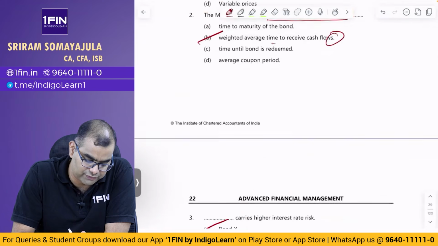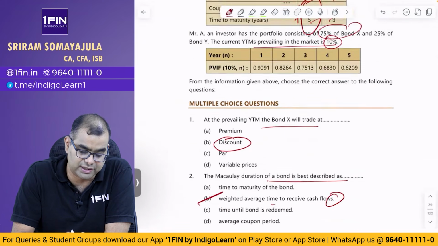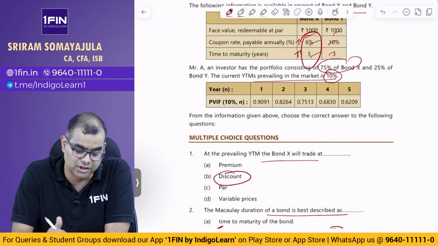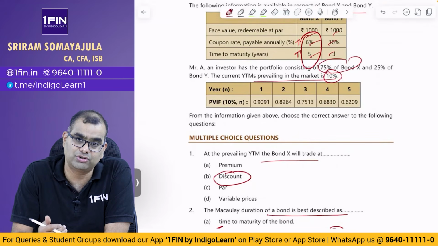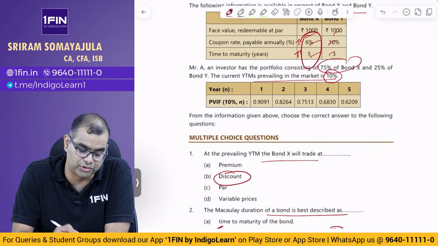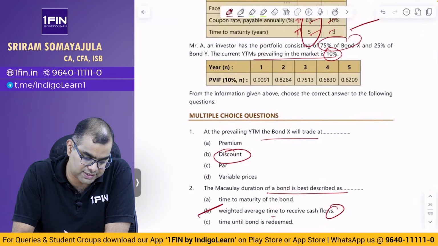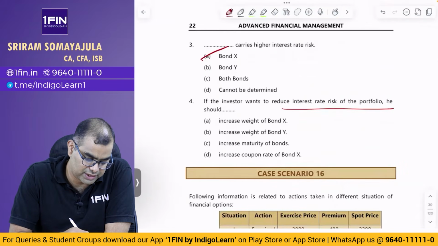Then the investor wants to reduce the interest rate risk of the portfolio. What should he do? The higher the duration, the higher the interest rate risk. So if you want to reduce the interest rate risk, you should increase the weight of the bond which has lower duration. Bond Y has lower duration. Bond Y currently is 25%, so you should increase it. Increase the weight of bond Y. Answer is B. A and B.